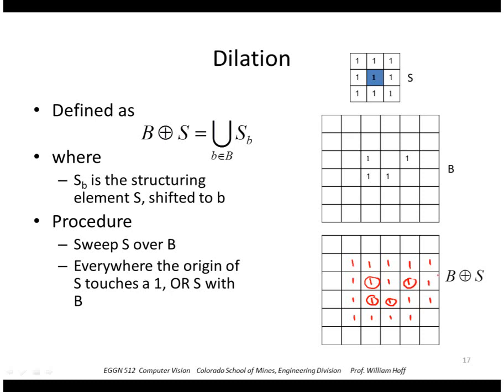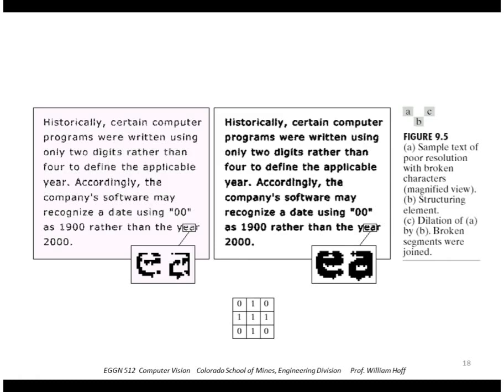So that expands regions. Here's an example of applying a dilation to this binary image of characters which are kind of broken and thin, and the output is the characters that are much thicker.